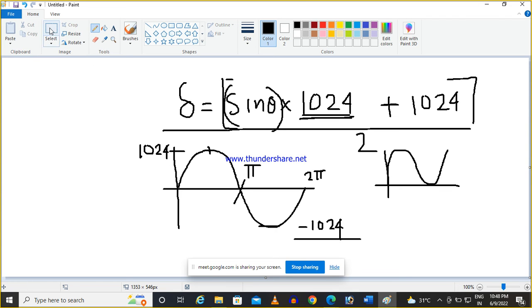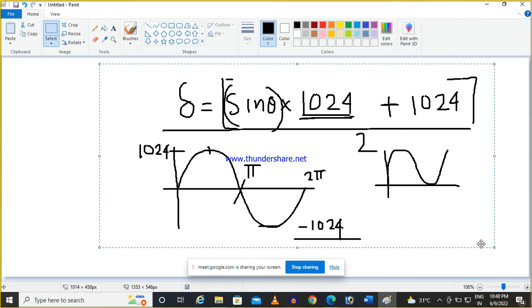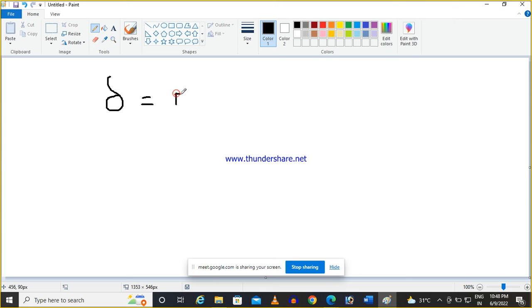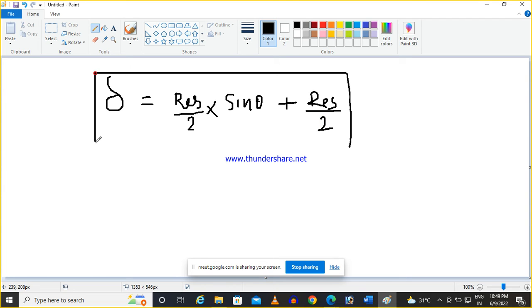Okay, so now finally I will write the duty cycle function. Duty cycle will be resolution by 2 into sine theta plus resolution by 2. And if I run a for loop with theta from 0 to 360 degree, then my duty cycle will be varying in a sinusoidal fashion.